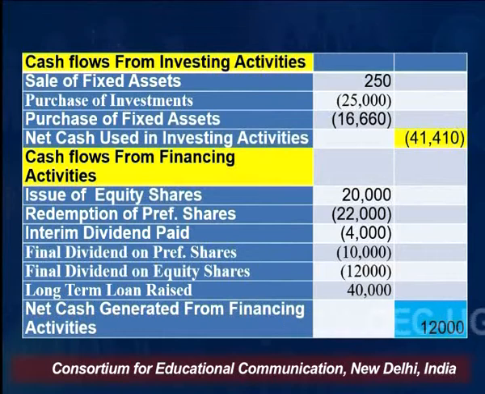So there is a sale of fixed assets by 250 rupees. We have shown it as a cash inflow. Purchase of investment was made to the extent of 25,000 rupees, so it has been shown as a cash outflow. That is why the value is given in bracket. Purchase of fixed assets we have already computed while preparing the fixed assets account. We have found in the working note 16,660.